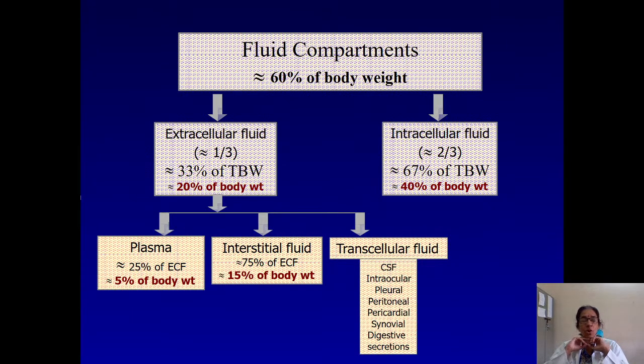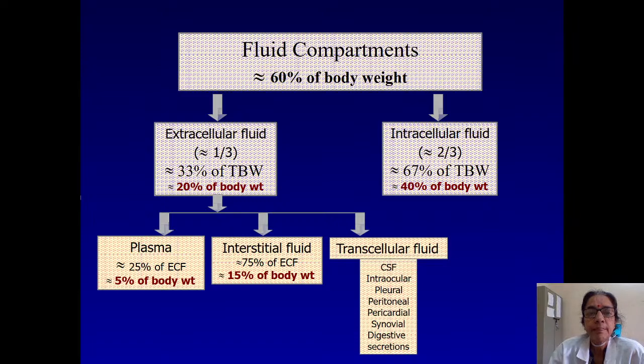So plasma will constitute about 25%. Interstitial fluid plus transcellular fluid is about 75% of the ECF. And the transcellular fluid is hardly anything, probably 1%, 1.5% of body weight. It is not more than that. Sometimes that's why they don't even mention it.